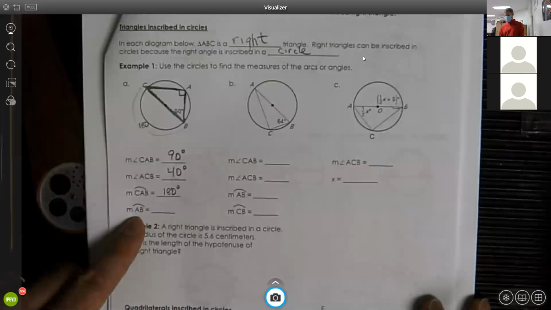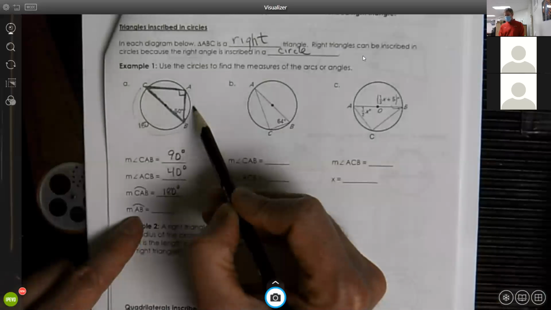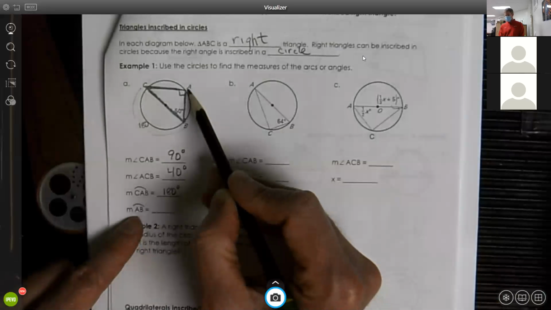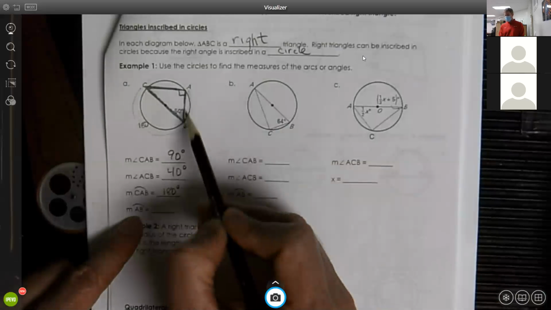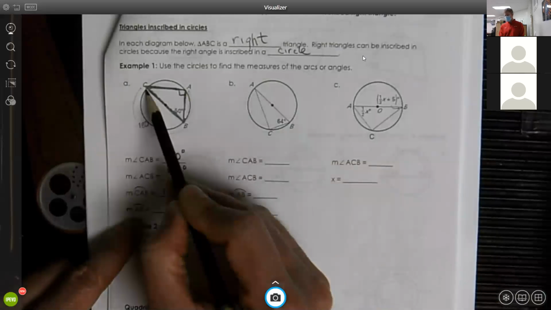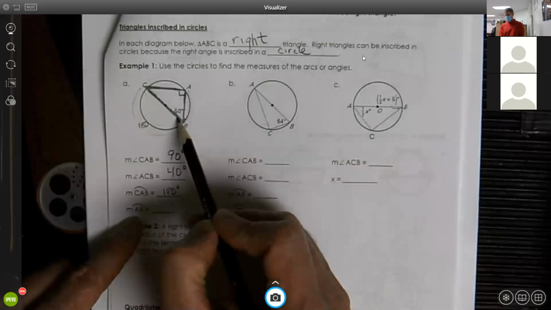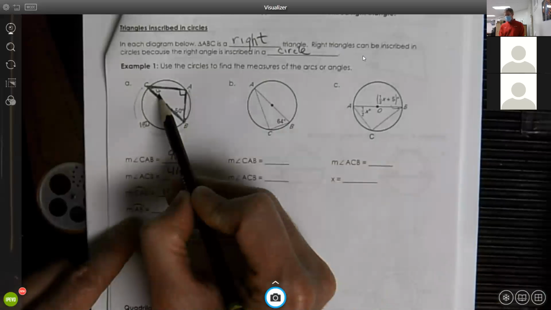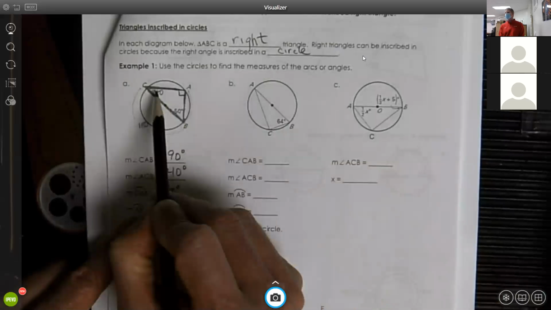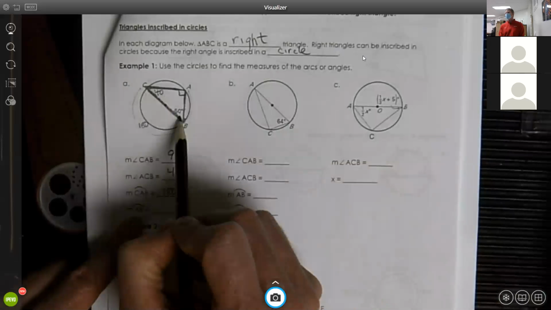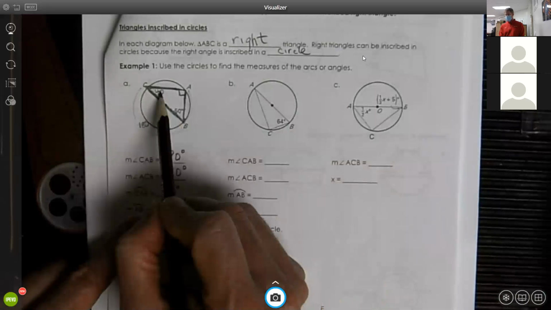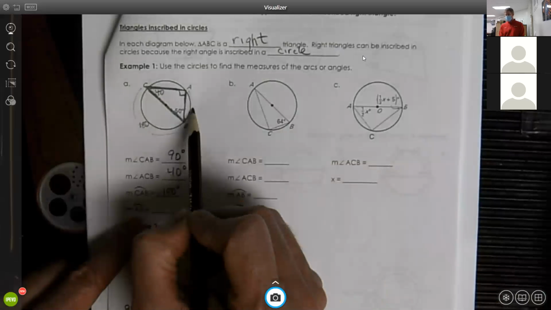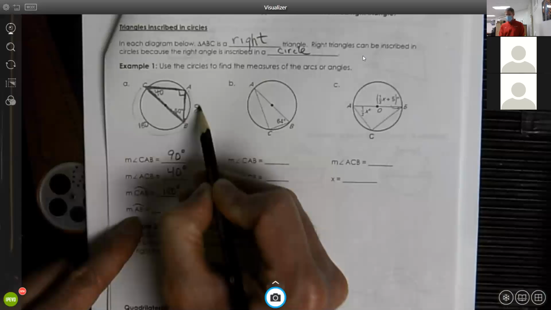Then we're looking at arc AB. Arc AB is the portion here. Well, if you notice the angle that touches at the ends there, that's over here, we determined that that was going to be 40 because the acute angles have to be complementary in a right triangle. So the intercepted arc is double that angle.